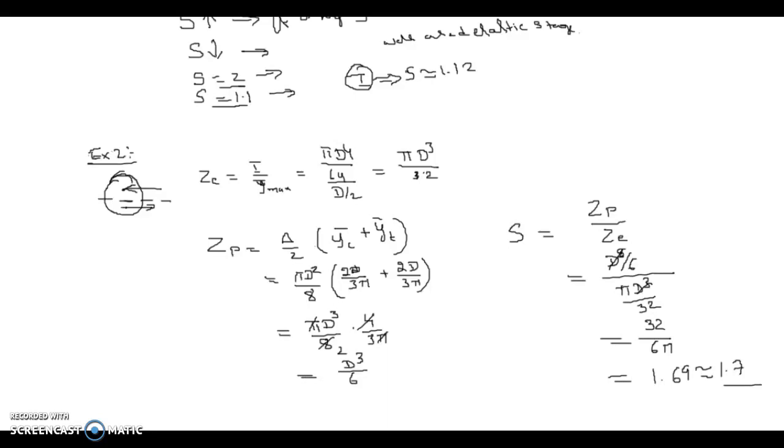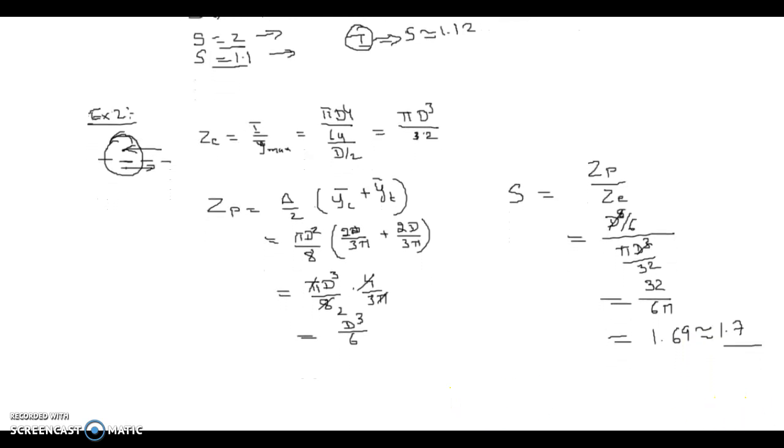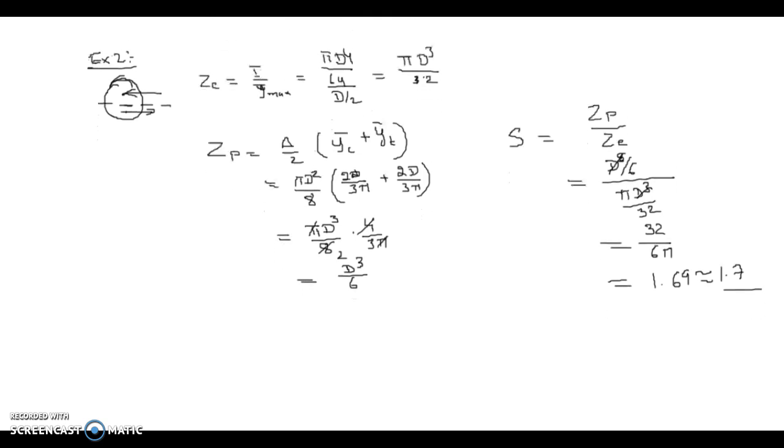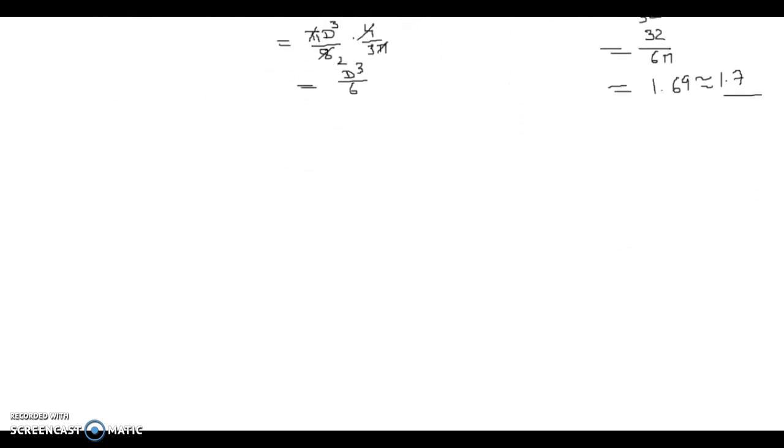Yeah, so we were looking into the circular member. So the S we got it as 1.7. Let's move on and see one more example. We'll see one more example, so I think you get a better understanding.